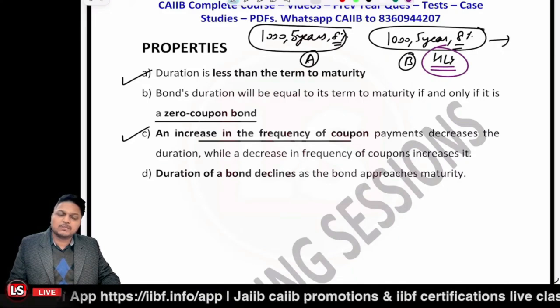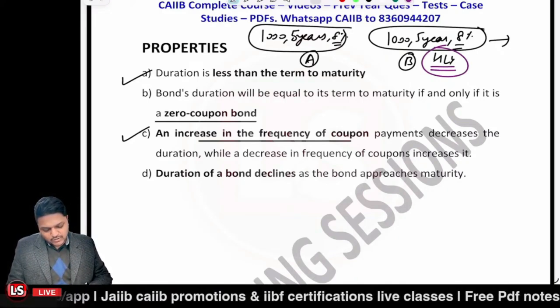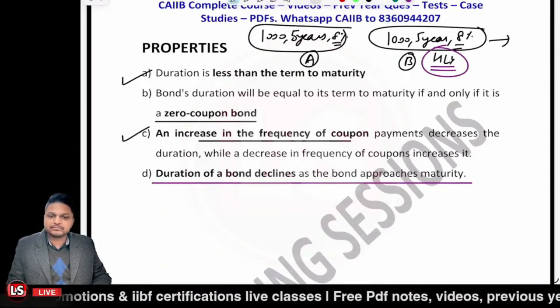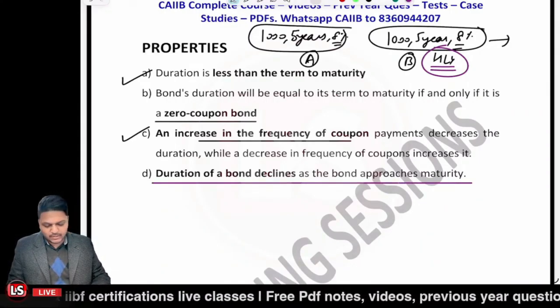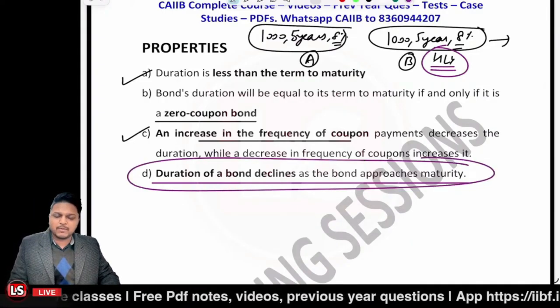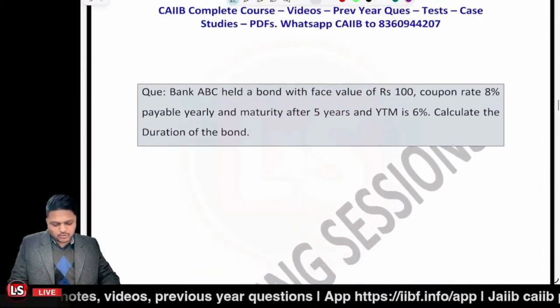Frequency of the coupon is more in this case, right? And the duration of the bond will decline as the bond approaches maturity. Now let's solve a question based upon it.